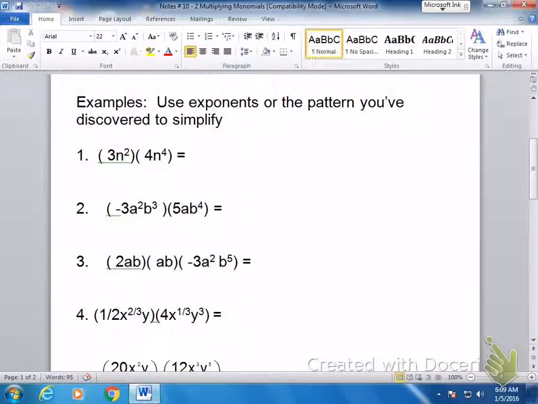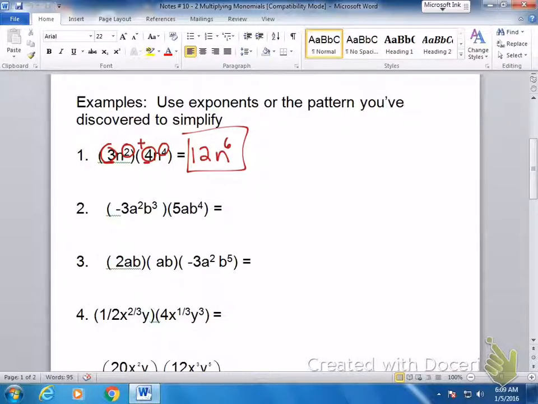So we have 3n squared times 4n to the 4th. Now this didn't happen in our examples, but we also have two numbers in front of this. So what I'm going to do first is multiply those numbers together. 3 times 4 is 12. Now I have n, so I'm going to go ahead and put it there, but I have 2 plus 4. 2 plus 4 is 6. So our answer is 12n to the 6th.